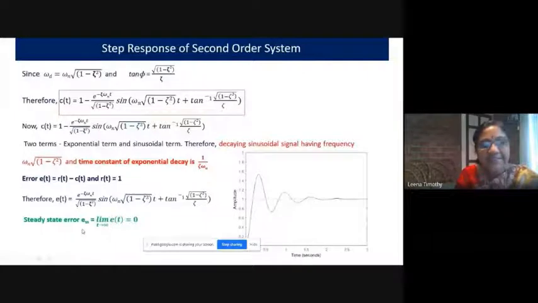And taking the steady state error, it is equal to 0. That means finally it attains the steady state value. There is no error at steady state when the input is unit step input, for a second order system. The first order system also has no error at steady state. Here also there is no error at steady state.